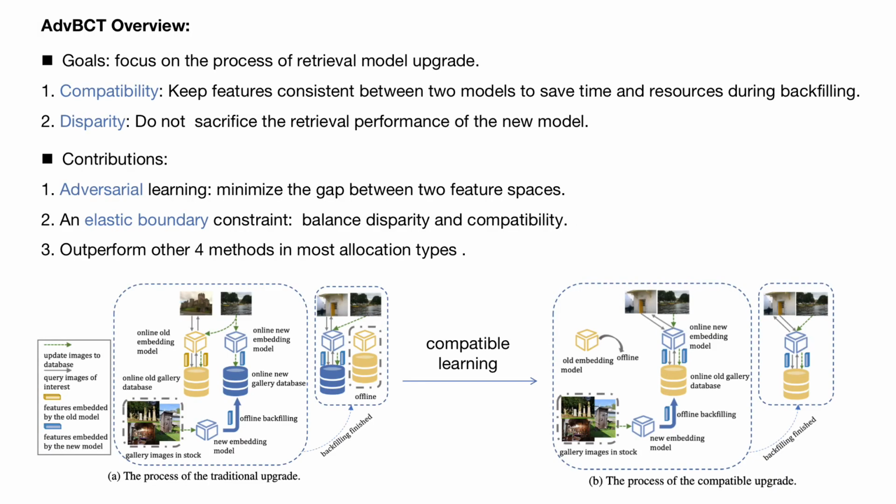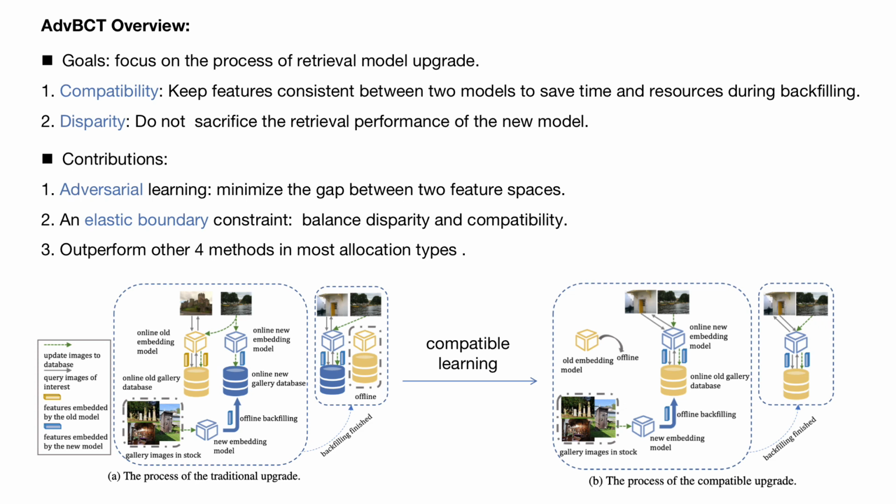Traditional model upgrade requires maintaining both the new and old models, as well as the new and old database. With backward compatibility, the new model upgrade process only needs to maintain the new model and the old database. Backward compatible learning has two goals: to keep features consistent between two models to save time and resources, and to not sacrifice the retrieval performance of the new model.